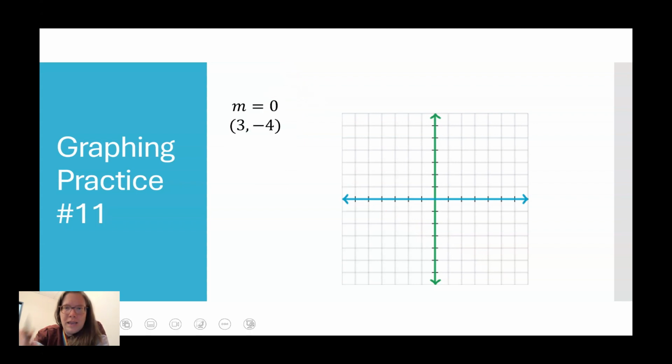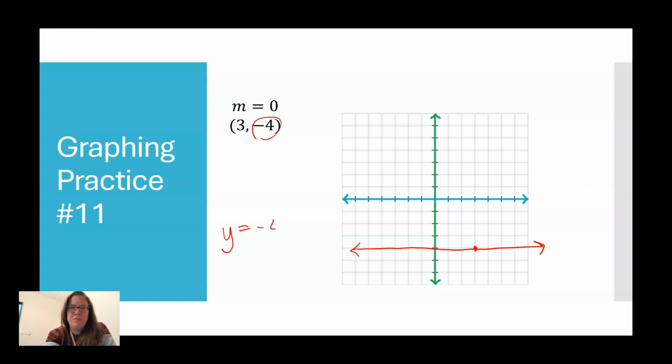Starting at 3, -4, 3, -4 with a slope of 0. What happens with a 0 slope? Horizontal line. So we're going to go straight across. Done. What is this equation? We know it's a y equals because it has 0 slope. And what does y equal? Equals -4.